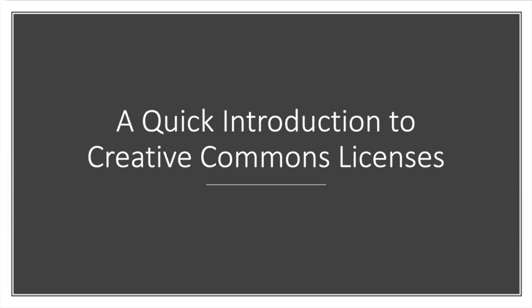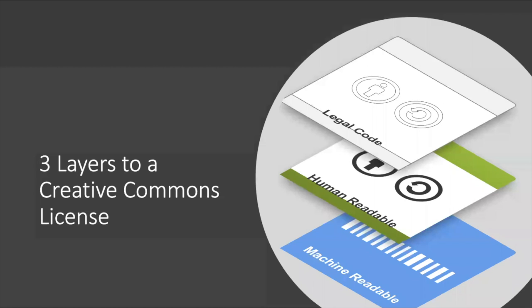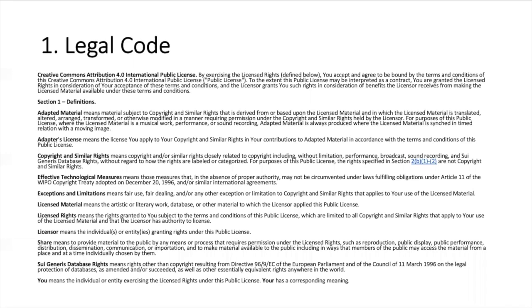This is a quick introduction to Creative Commons licenses. There are three layers to a Creative Commons license, one for lawyers, one for regular humans, and one for machines.